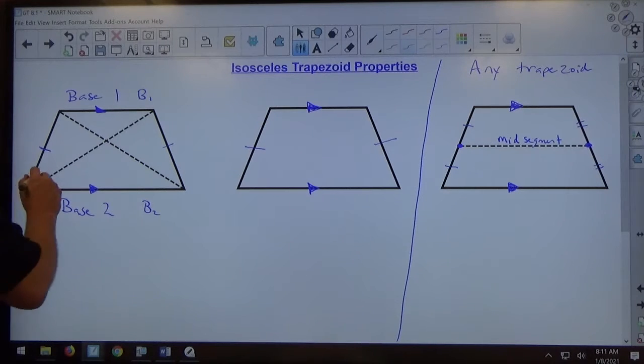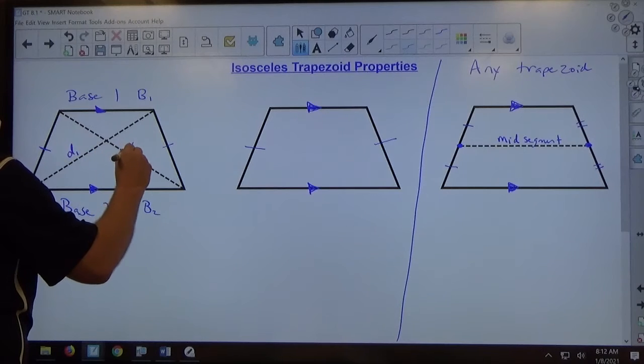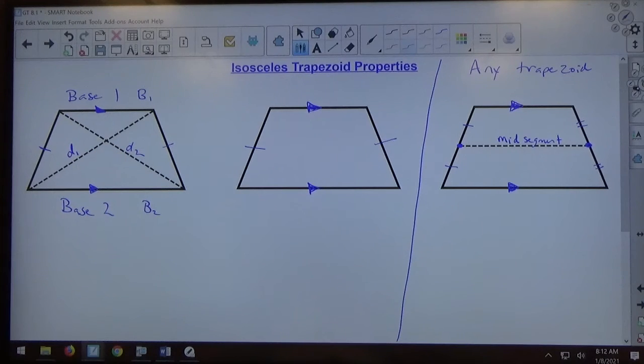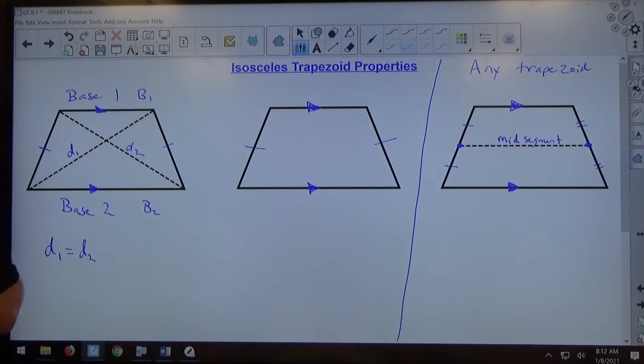Okay. Let's just call this diagonal 1. We'll call this one here diagonal 2. The property of those is that they're the same length. So D1 equals D2. So if you get diagonals drawn in an isosceles trapezoid, you should know they're equal. That would allow you to make an equation.